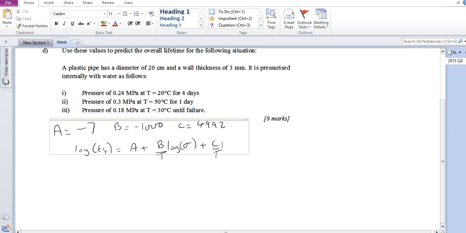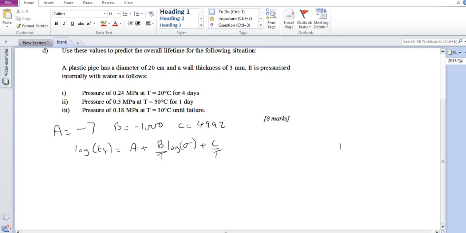So what we need to do with this is to work out the proportion of lifetime that is used up in the first part and the proportion of lifetime that's used up in the second part, to then work out what the remaining lifetime is in the third part. So there's quite a few steps to this. For each of those parts we need to use Miner's rule to work out the time to failure, and then work out for the first part how much of the time to failure is 4 days, for the second part how much of that time to failure is 1 day, etc.